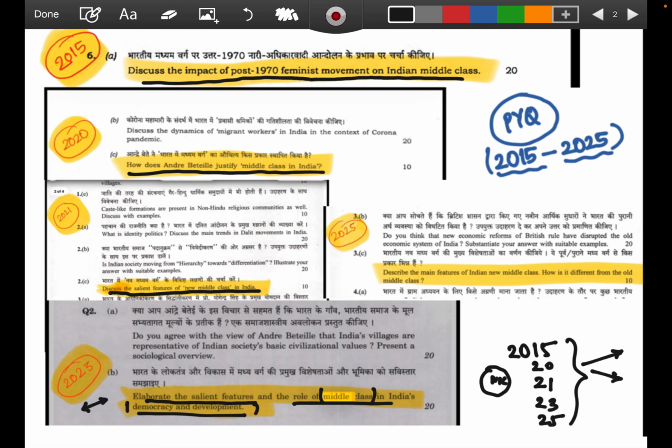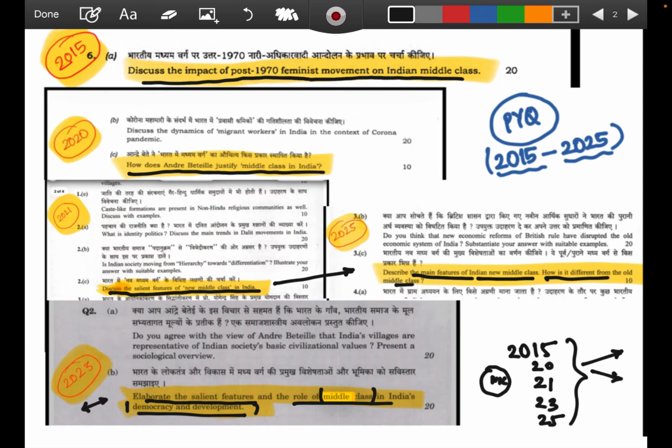See, again in 2025, the question is, describe the main features of Indian new middle class. How is it different from the old middle class? So what we had discussed, that in 2021, he had given the indication that I know about old middle class, I know about old new middle class. So in 2025, he has asked, so tell me, what is the difference?